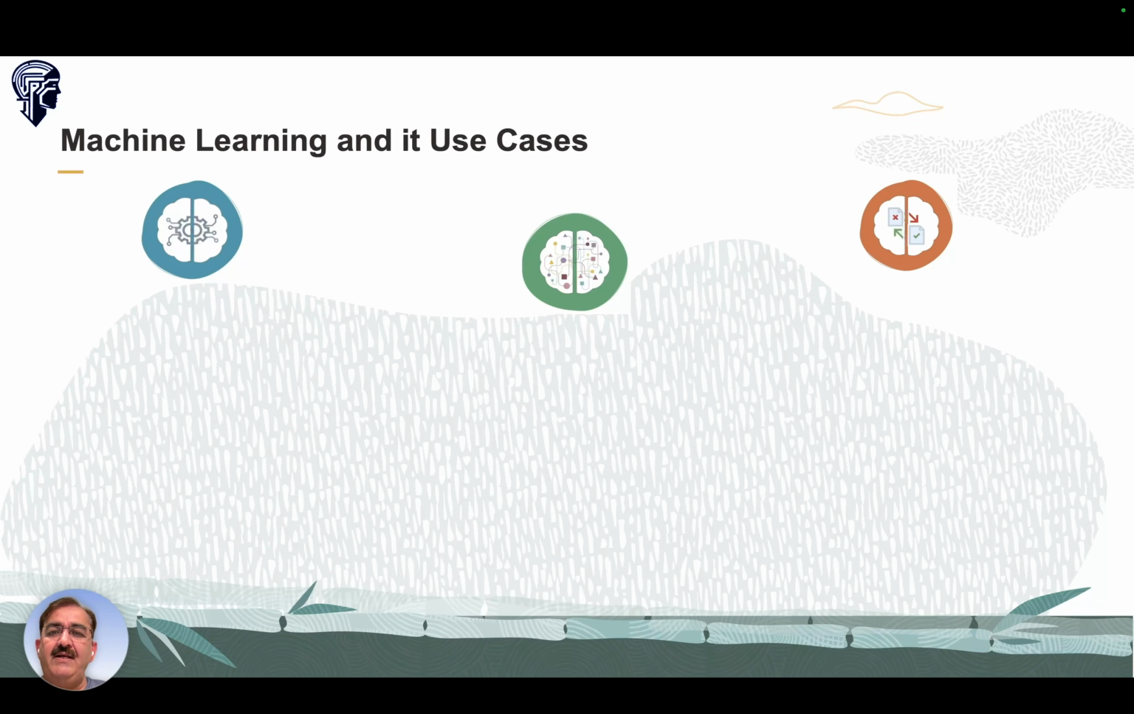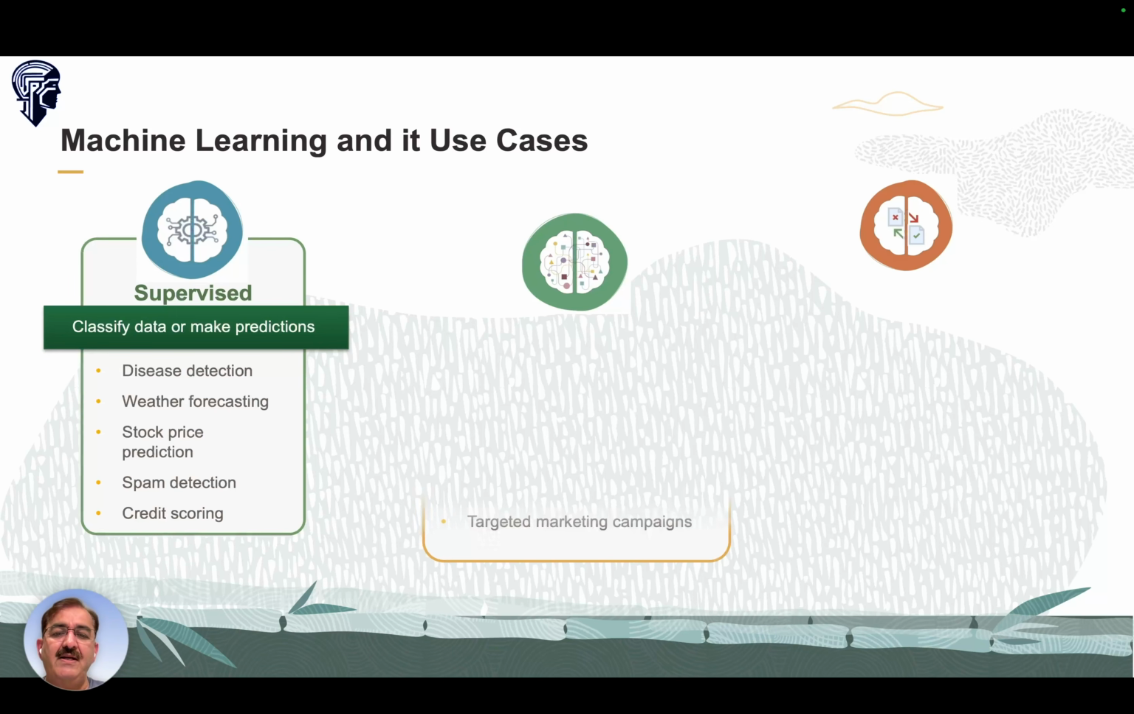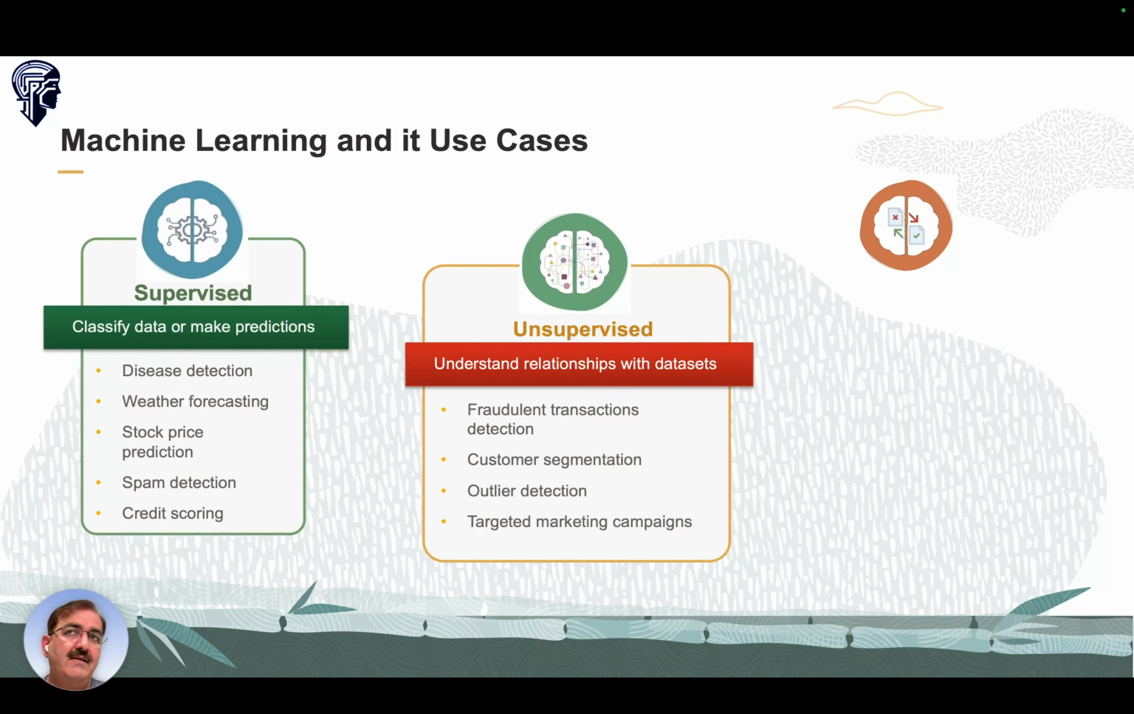Machine learning and its use cases: one is supervised machine learning, which is used in disease detection, weather forecasting, stock price prediction, spam detection, and credit scoring. Supervised learning is where you classify the data or make predictions. Unsupervised learning is used in fraudulent transaction detection, customer segmentation, outlier detection, and target marketing campaigns. Here the machine learning algorithm understands the relationships within the data sets.